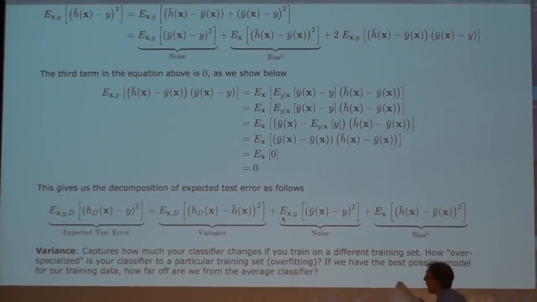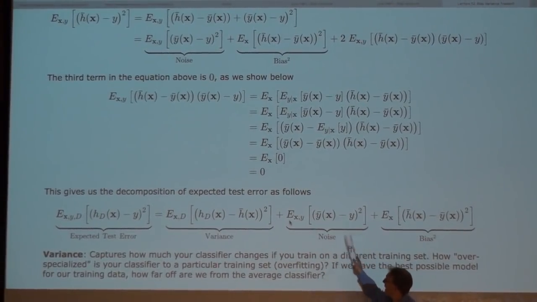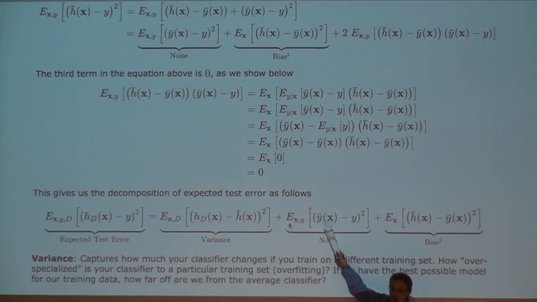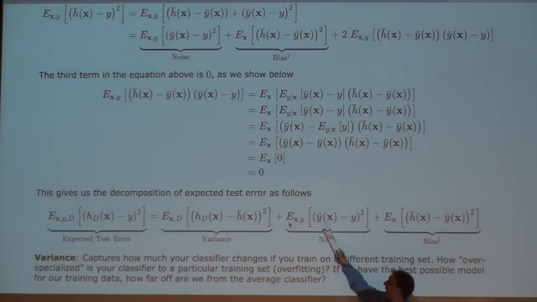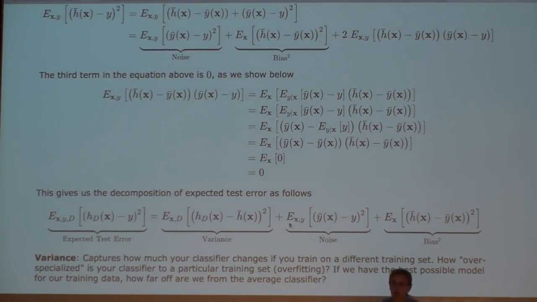What the noise is measuring is that even if I'm 100% correct, every time I'm hitting exactly Y bar, I still have some error. Because the data points don't actually always have the expected label. They can vary themselves, and that's this term here. So it's exactly the variance across the label. Okay? Any questions about the noise or about the variance?